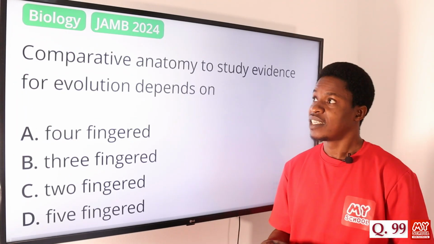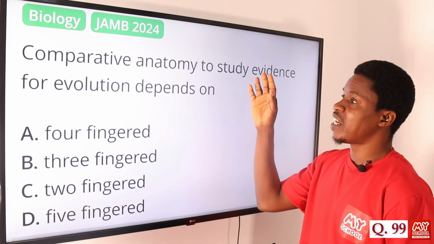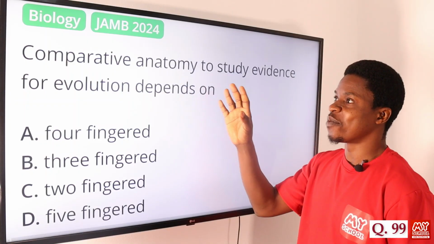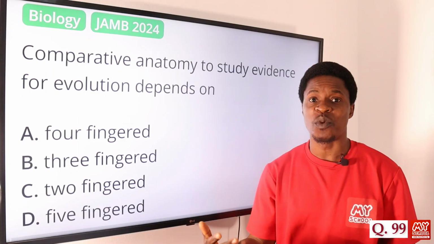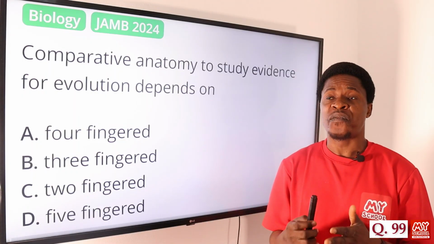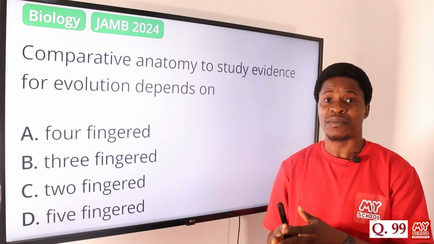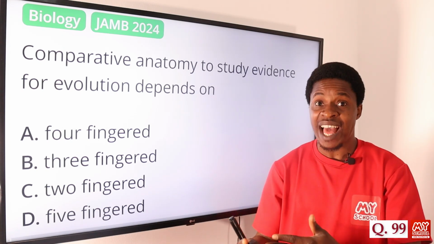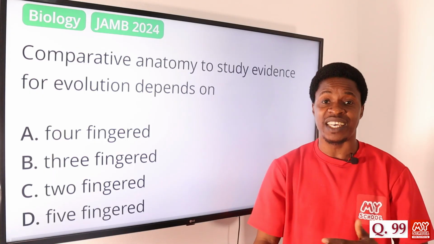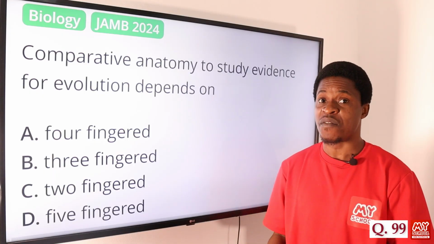Question 99. Comparative anatomy to study evidence of evolution depends on what? When we talk about comparative anatomy, we want to compare the physical structures of the parts of organisms that look alike, similar, that evolved maybe over the years, which is one of the evidences of what?